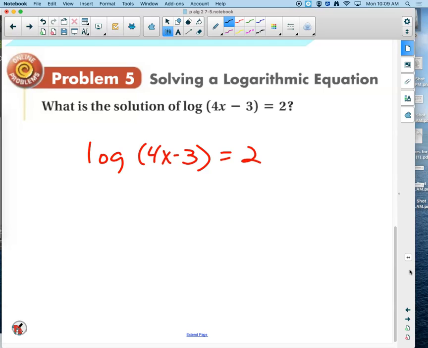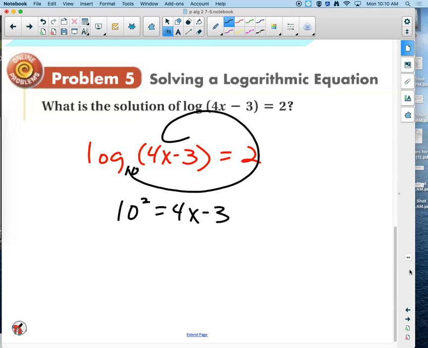You have to isolate the logarithm, get it to be just one by itself. Sometimes that means you have to condense something. But we already know how to do this, because when you solve a logarithm, you snail shell. So what's the base? 10. Let's snail shell. 10 squared equals 4x minus 3. As we said early on, you can't really understand logarithms until after you've done a bunch of these. So it's easier to get rid of logarithms and think of them as exponential equations. And that's what's going on here.